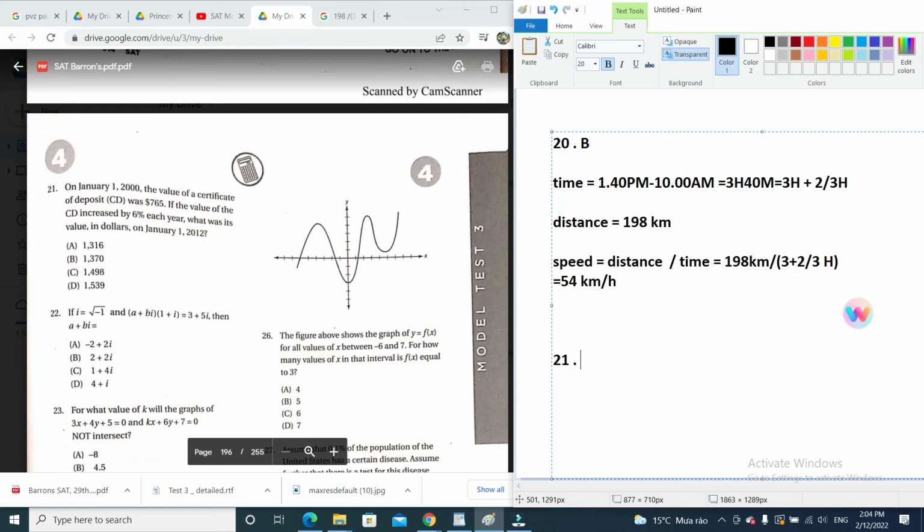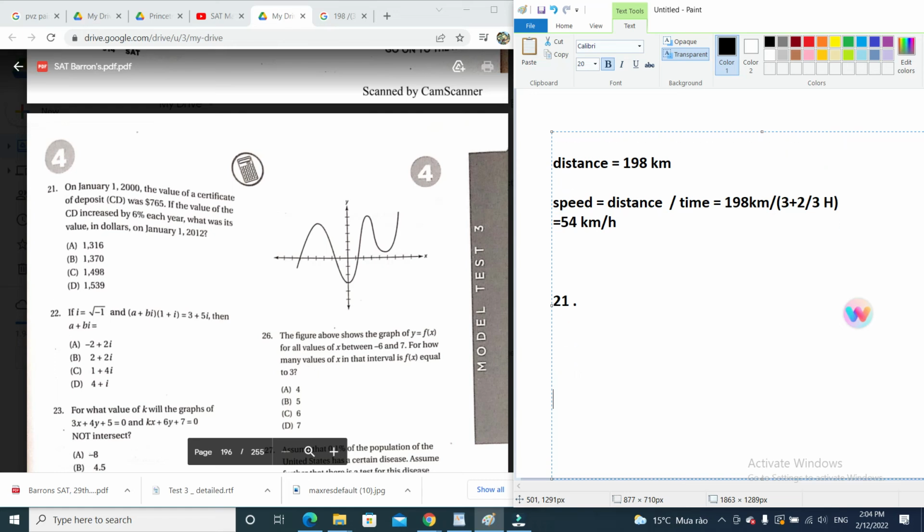So on January 1, 2000, the value of a certificate of deposit CD was 765. If the value of CD increased 6% each year, what is its value in dollar in January 1, 2012? Okay, so at first it's 765. So each year it increased by 6%. Is that we multiply it with 1.06, which is actually an increase in 6%.